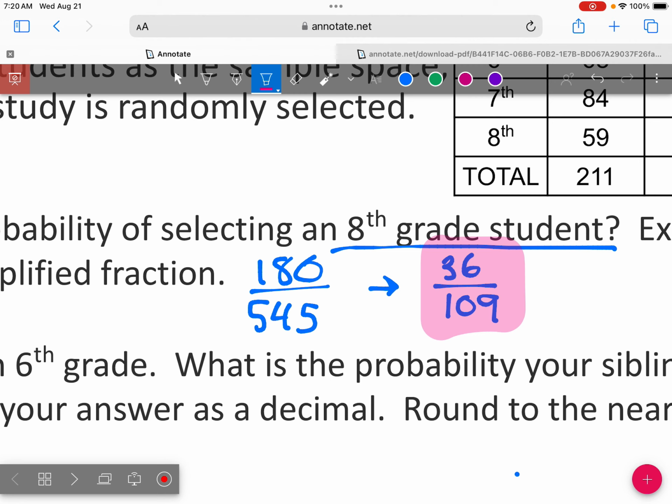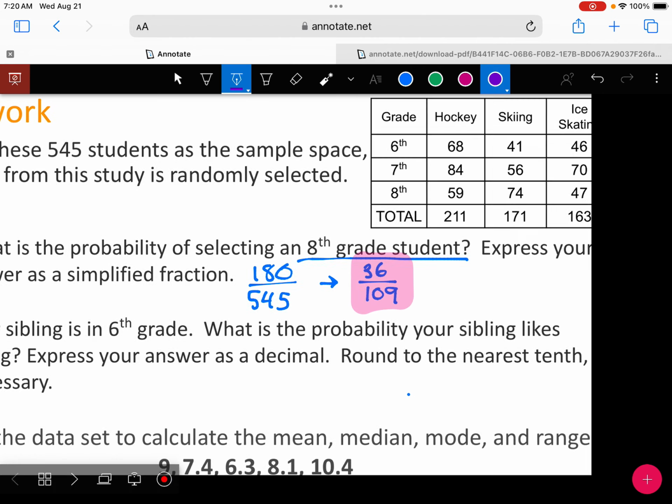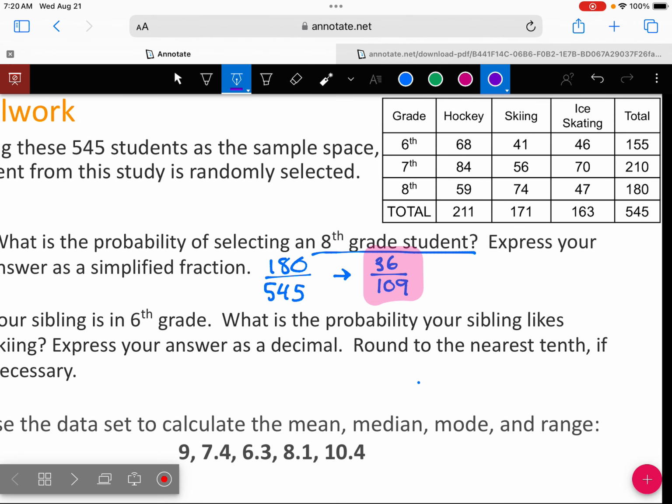Okay, so part B is a little bit different. Your sibling is in 6th grade. So given that your sibling is in 6th grade, means I know your sibling is in the 6th grade. What's the probability they like skiing? So we're going to set it up as an unsimplified fraction first. I know they're in 6th grade, so they're somewhere in here.